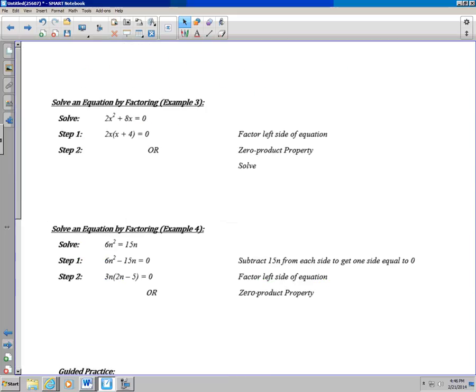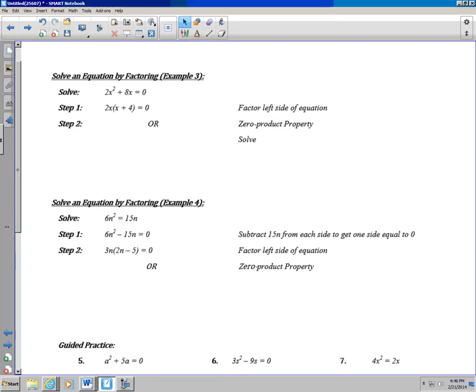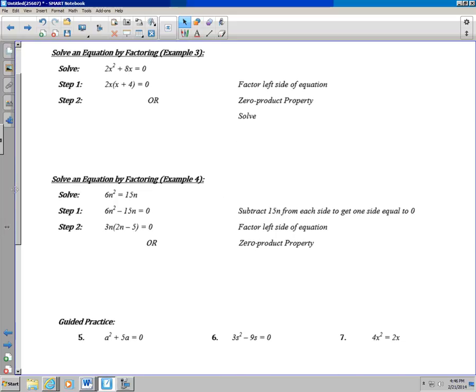Now that you've paused the video, you've done your guided practice. Let's go ahead and do our example 3. Solve an equation by factoring. We cannot use the zero product property on that equation because we do not have a product. We have a sum. We have a binomial.